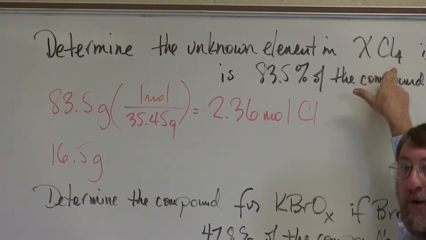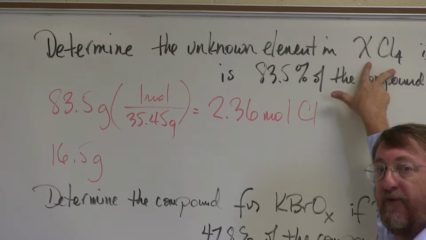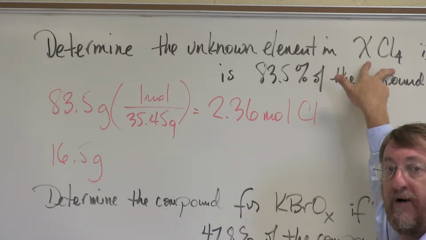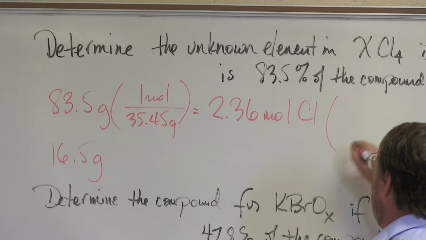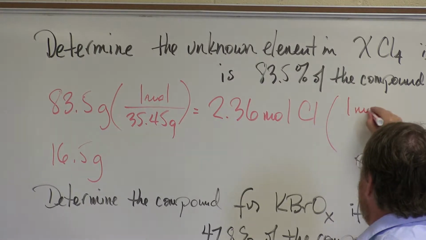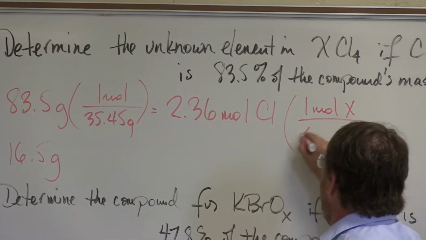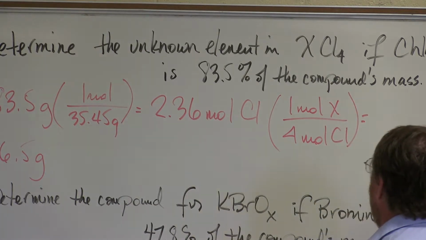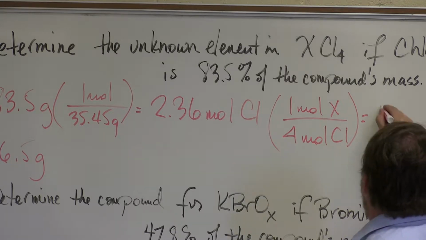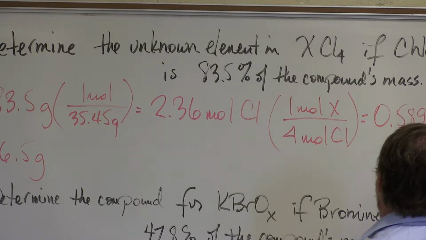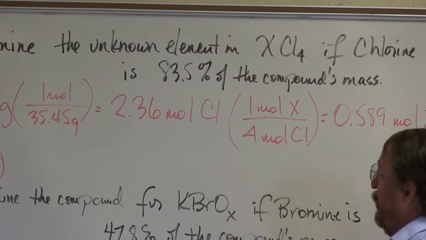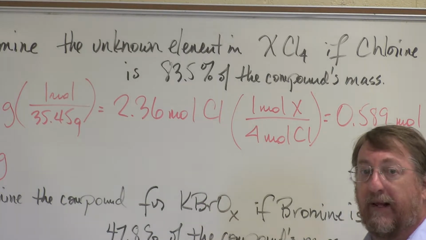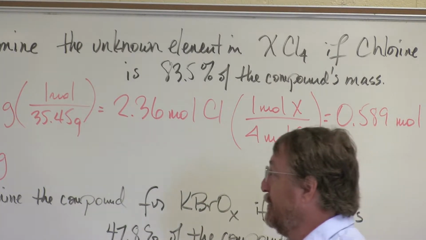This means there's 4 moles of chlorine in the compound for every 1 mole of X. So X's moles, or particles, must be 1/4 of chlorine. So we're going to multiply this, because every mole of X is 4 moles of Cl. We want moles of X. Plug that into the calculator, and we get 0.589 moles of X. So, we don't know X's molar mass, but we do know how many moles are present.